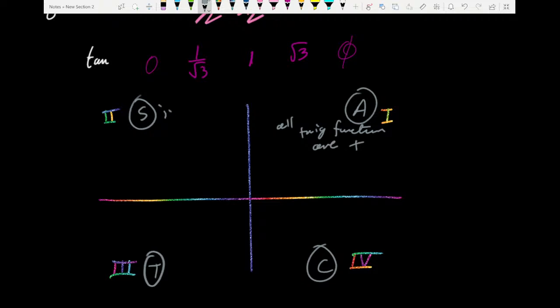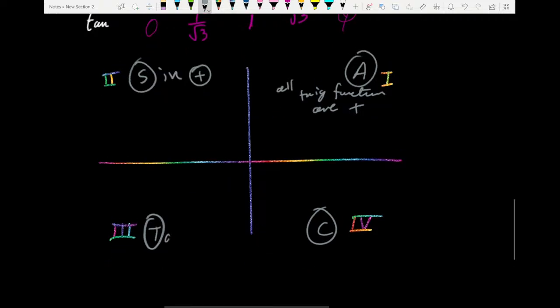Over here, only sine is positive. Over here, tangent is positive. Over here, only cosine is positive. Well, also the reciprocals of them are going to be positive too.